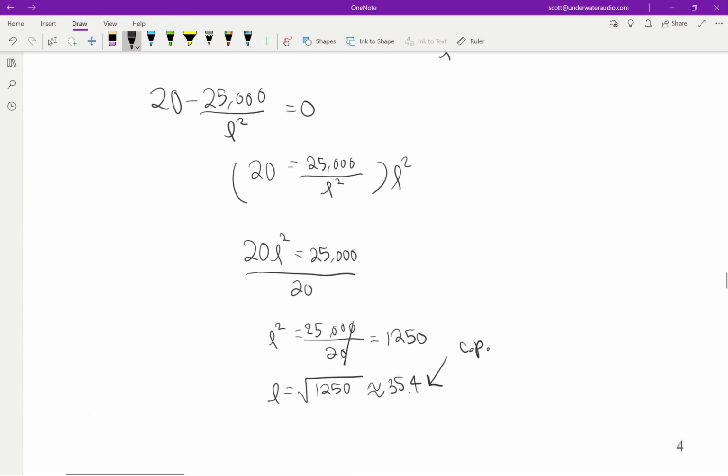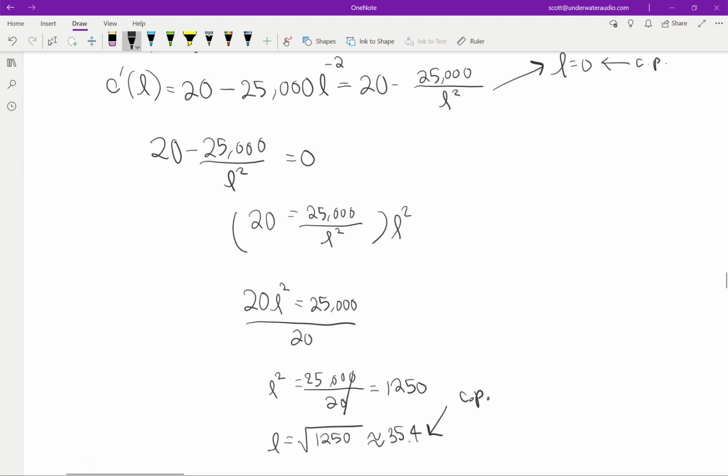So I will take the second derivative just to be sure. I'll do that over here. Second derivative. Derivative of 20 is 0. And I'm taking this derivative minus, actually that would be 50,000. And then L to the negative 3rd power.